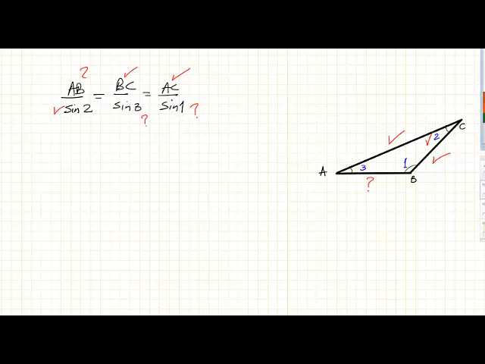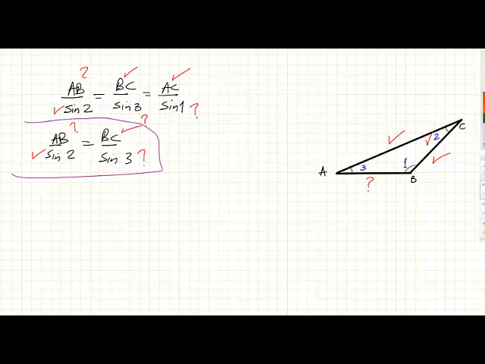If we would like to calculate the value of AB, we have to use either AB divided by sine 2 is equal to BC divided by sine 3. So if we take this case, unknown, known, known, unknown, we have two unknowns. We will not be able to resolve this issue.